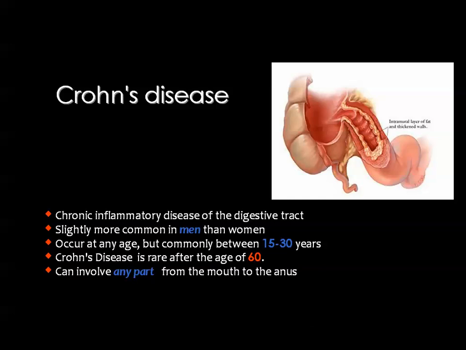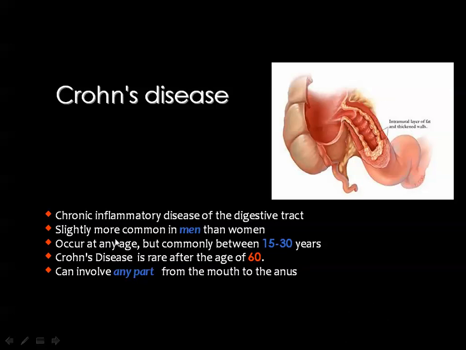Then we came to one of the very important and commonly seen diseases in the small bowel, which is Crohn's disease. And this is a chronic inflammatory granulomatous disease of the gastrointestinal tract, and it affects any part of the gut from the mouth to the anal canal. And the most common site of this Crohn's disease is the region of the terminal ileal loop.